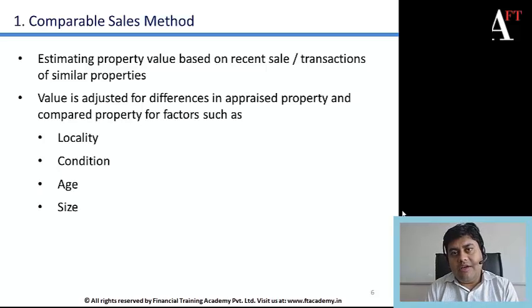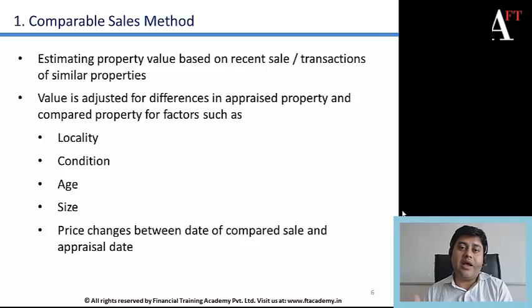Size of the property. If the plot or the property that you are comparing to was smaller in size, then accordingly you will adjust the value for your property to a slightly higher level, because your property has a slightly larger area. So you will do the adjustments for size also. And lastly, the price changes that have taken place in that area between the date on which you are valuing the property and the date of the comparable sale transaction that you are taking into consideration.